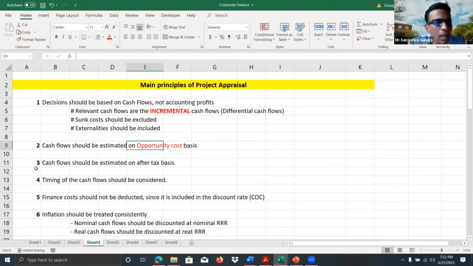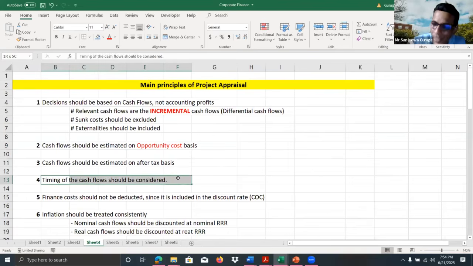And you know very well, another very important thing, when we use cash flows to evaluate a project, always we have to use which cash flows? We have to use after tax cash flows, right? So cash flow should be estimated on after tax basis. Time value of money, which is a fundamental concept you apply from the beginning of the finance module.